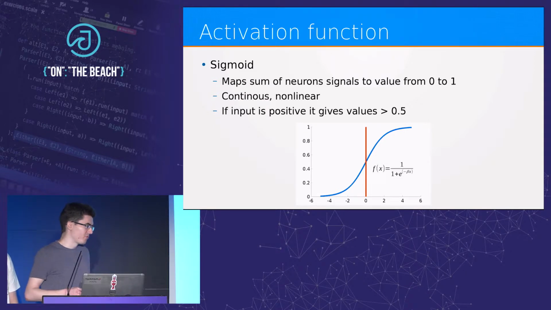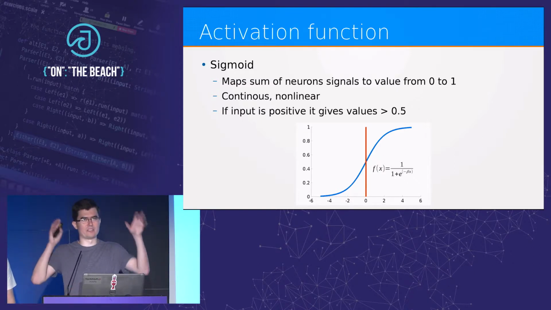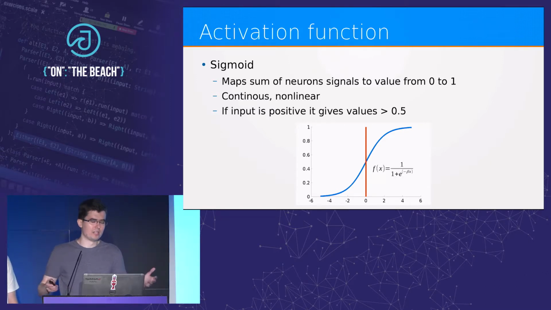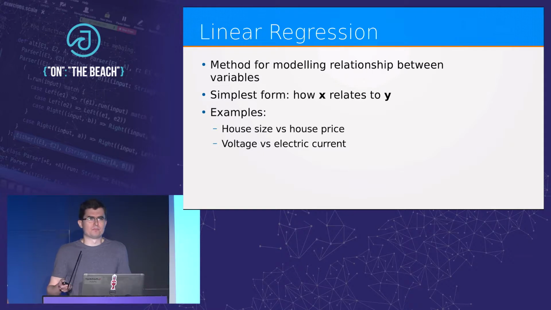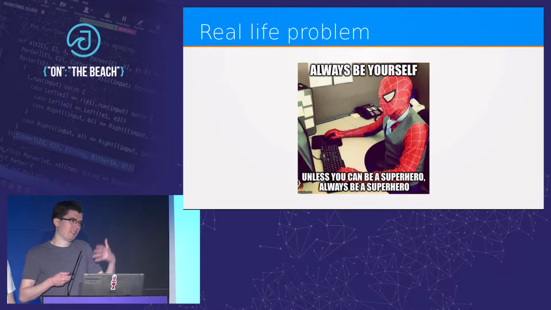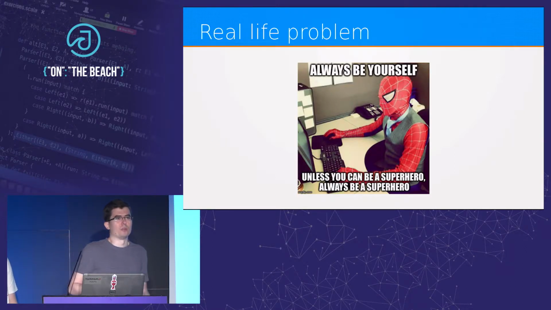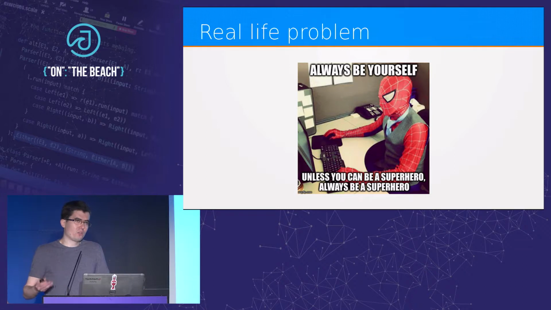The problem with neural networks is that at first glance it may be really hard to understand them, because there are a lot of indices, numbers, formulas, and so on. That's why we chose to explain machine learning with the use of a very simple method, linear regression. Linear regression simply helps you to model relationships between variables. We will explain it with real-life problems. But we think that superheroes have really cool lives, so we will use problems from superheroes' lives.